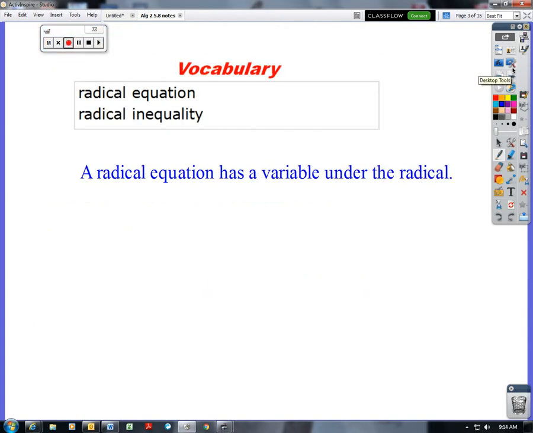A couple vocabularies: radical equation, radical inequality. A radical equation is an equation that involves a variable under the radical. That's important. It's the variable under the radical. So if you just had y equals root 2 times x, is there a variable underneath this radical? No, there's a number under the radical. This is not a radical equation.